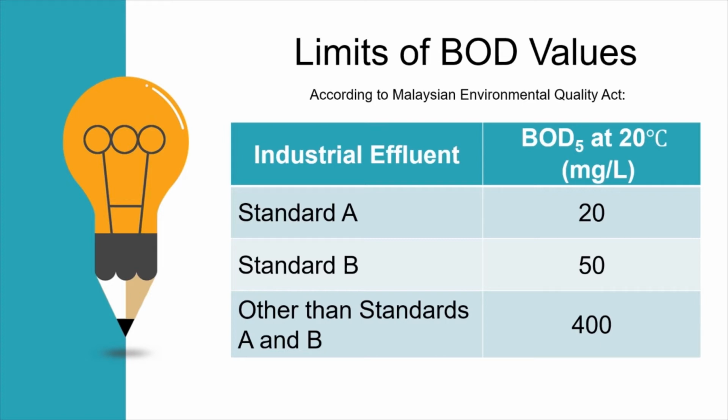For the industrial effluent other than of standards A and B, its BOD5 value at 20 degrees Celsius is limited to 400 mg per liter.